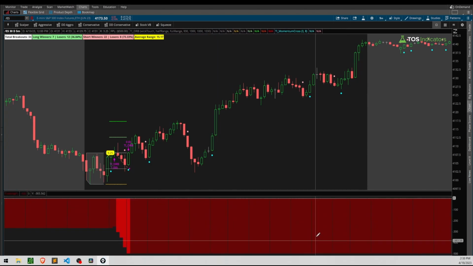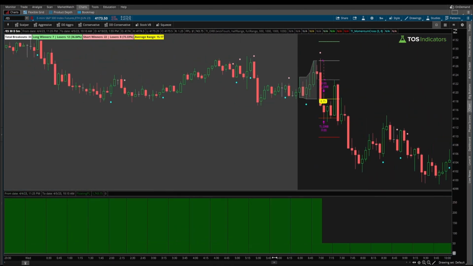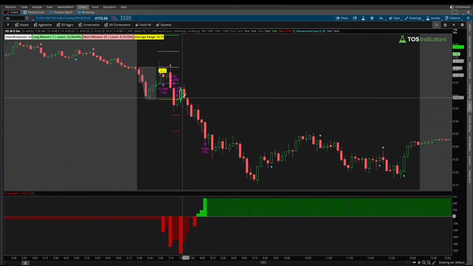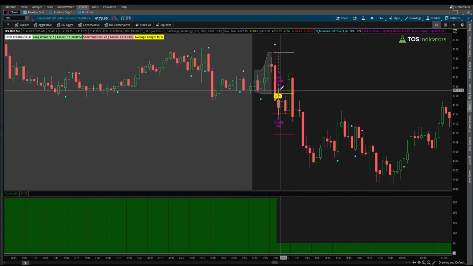I have 3 more examples for you. The next one is April 5th. So let me come back some more. April 5th was this example right here. April 5th and April 4th are very similar. We have a breakout to the upside early in the morning, which reverses. That one does not hit the full range target.